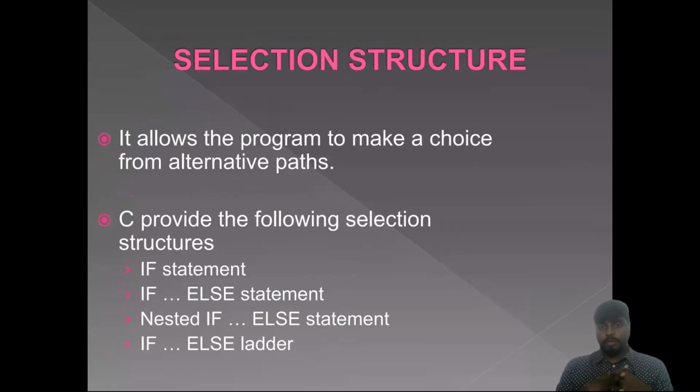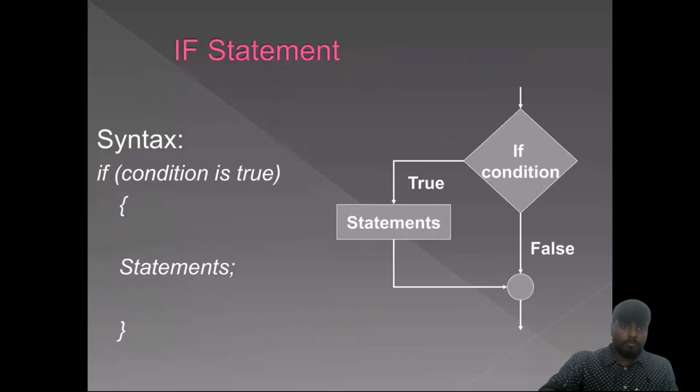C provided the selection structures, as well as Java: the if statement, if else, nested if else, and if else ladder. These are the 4 different selection structure statements in Java programming. The basic first one, as I said, we'll go with the if statement. This is the flowchart of the if statement, and this is the syntax.